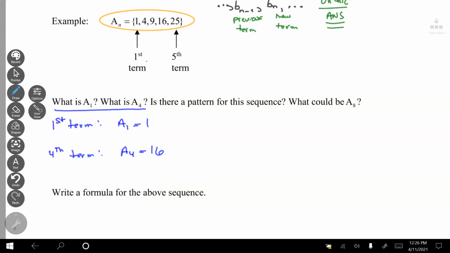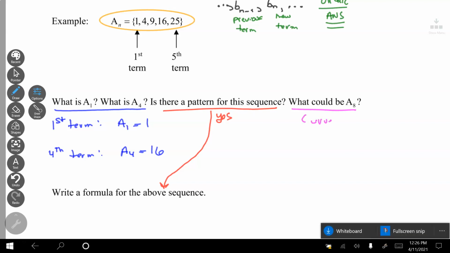Now the question is, is there a pattern for the sequence? And we'll talk about it in a minute, and we'll try to figure out a formula, but yes, there's a special pattern. And then they ask a question, what is the 8th term? Well, currently there is no a sub 8, 8th term. I only have 5 terms because a sub n is finite.